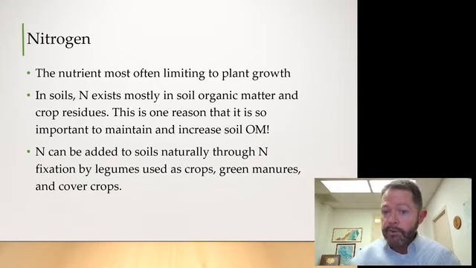There's a lot of good reasons to do that, but one is it's a significant reservoir of nitrogen for plants. You can add nitrogen to soils naturally through nitrogen fixation by legumes that are used as crops, green manures, and cover crops. And of course, you can add nitrogen in the form of chemical fertilizers as well.